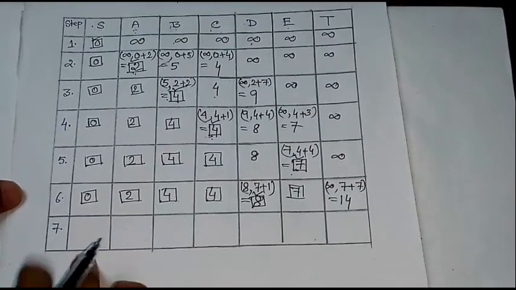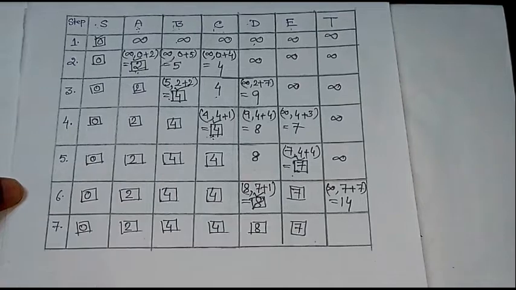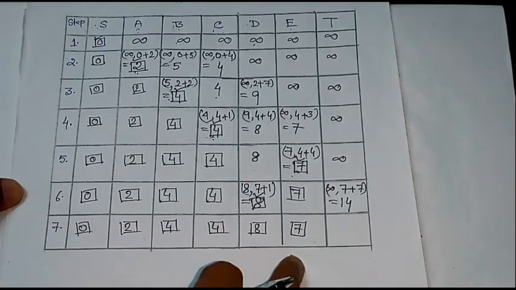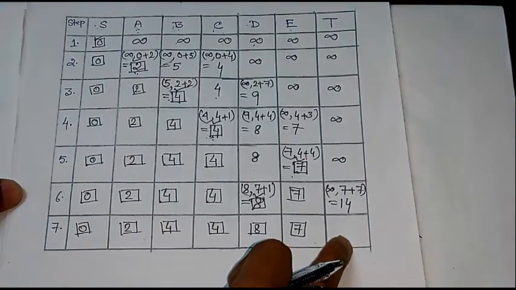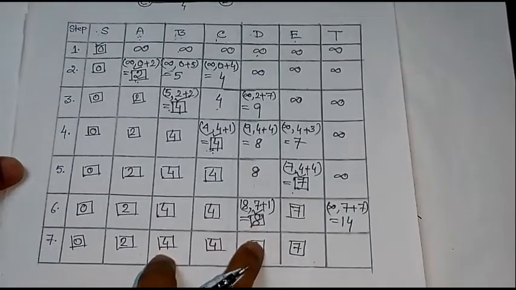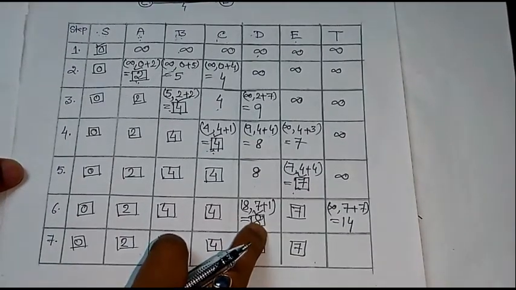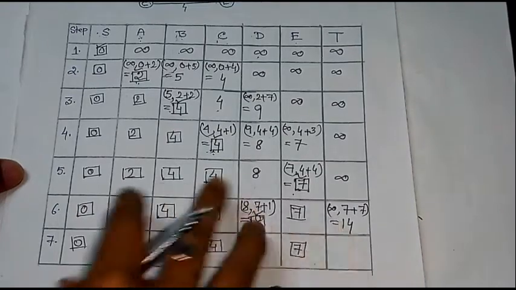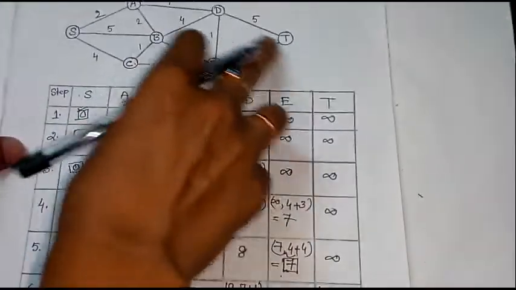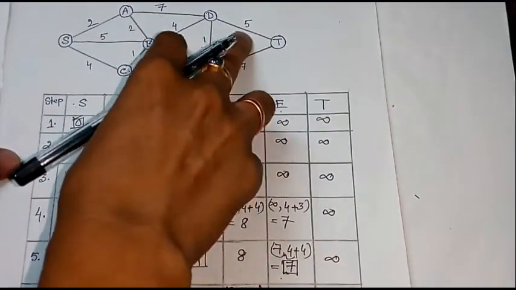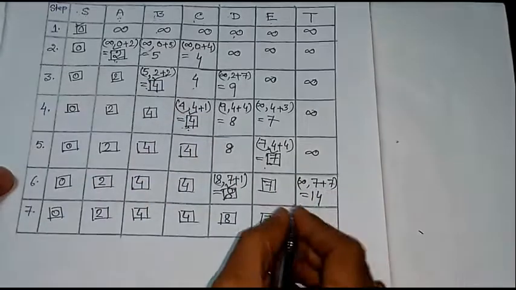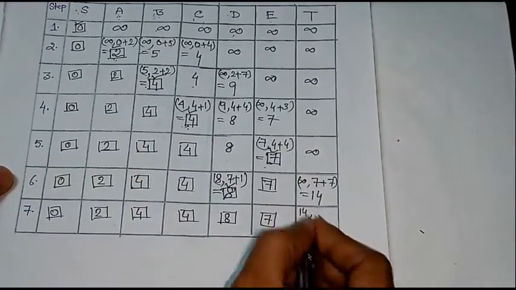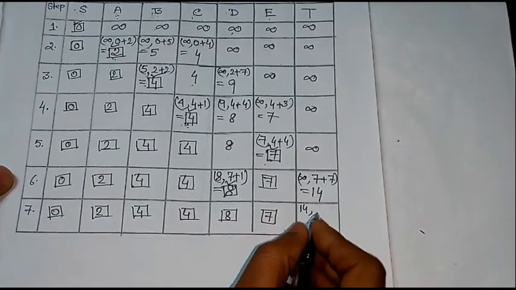Next, step number 7, and this should be our final step. First of all, we write all the permanent labels. Only one value is remaining, and that is for T, and in this step we shall consider the distance from D to T. And here you see that D and T are adjacent to each other and the distance is 5 units.